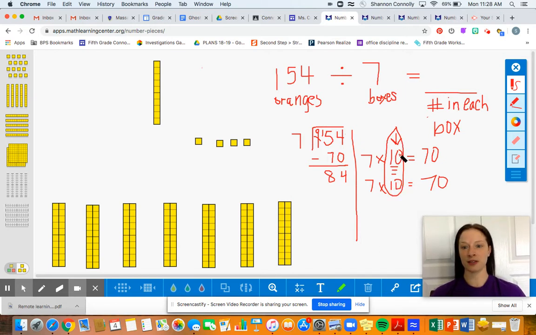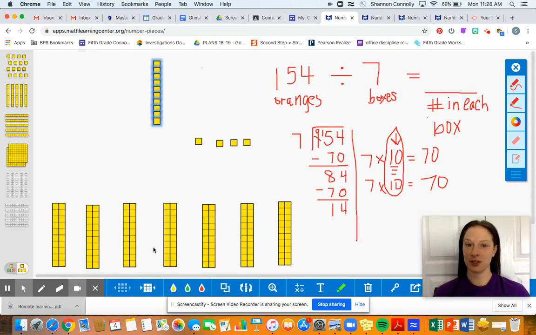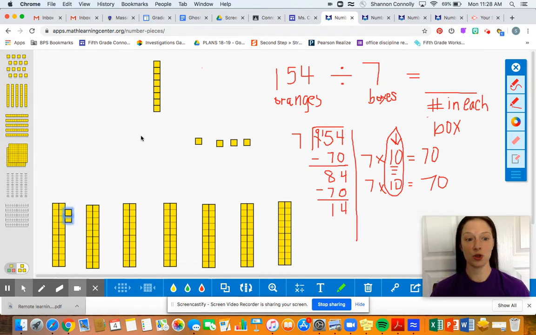So what am I left with? I used 70 oranges again. And I know, and my representation shows that I have 14 oranges left. And it's beautiful when we get down to our basic math facts, when we can think about what is left and what do I do with it? I'm sure that you've figured out that right now we have 14 oranges left. And I know that 7 times 2 is 14. So I can distribute 2 oranges to each box.